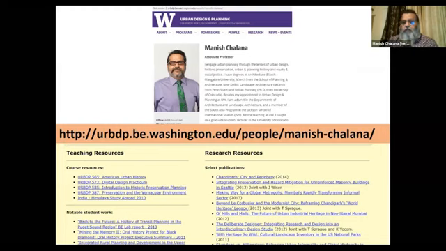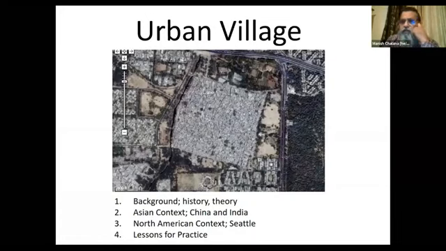So without further ado, I'm going to jump right into the topic of urban villages. As a caveat, I'm not an expert on urban villages per se, but I am an urban planner and a conservationist, and I use multiple lenses in planning and preservation that might lend themselves to the urban village context as well. Based on that, I'm going to share some of those with you, particularly the students, to give them a better understanding of the multiple ways in which these neighborhoods can be understood in the planning context.